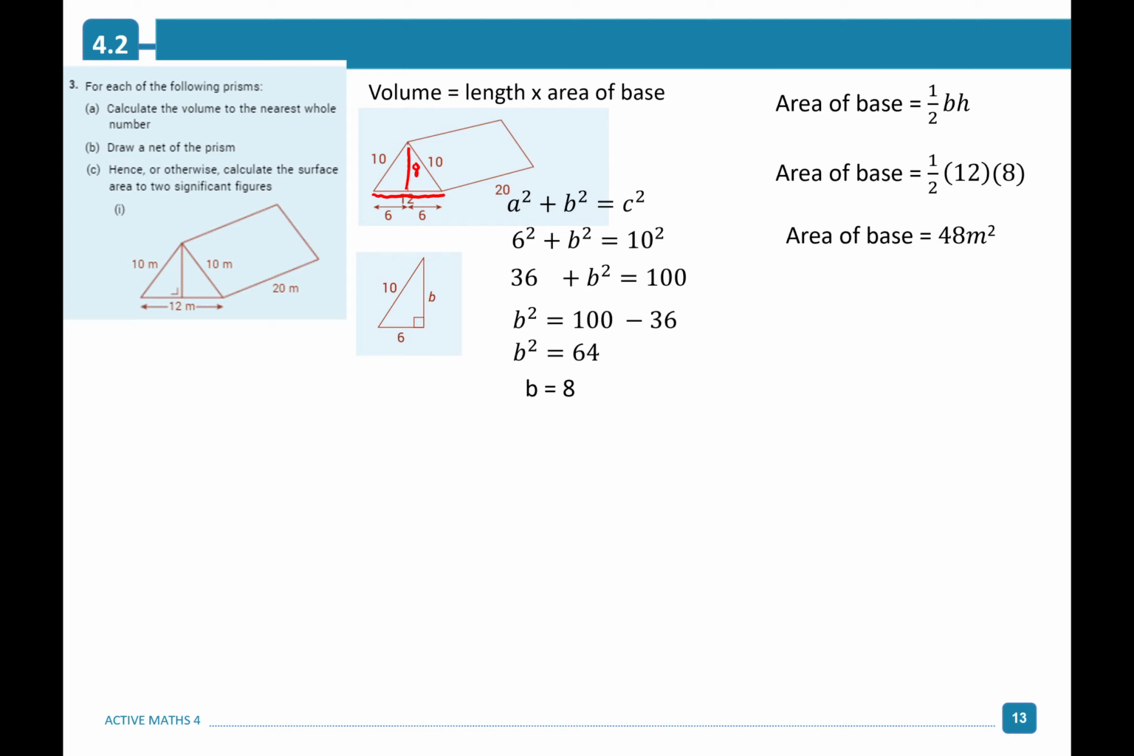And now to find the volume of my prism, it's the length times the area of the base. So that's 20, my length, times 48. Which gives me a volume of 960 meters cubed.